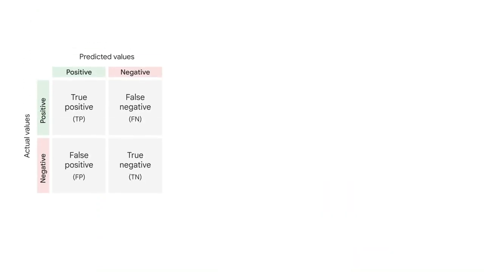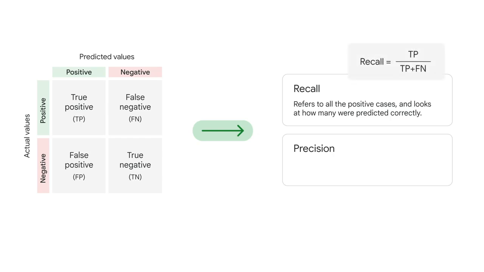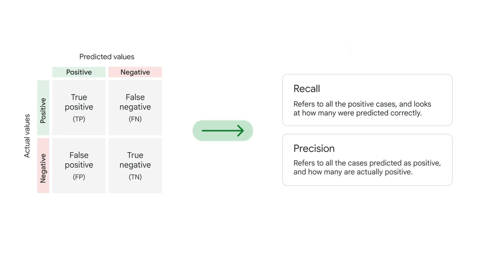A confusion matrix is the foundation for many other metrics used to evaluate the performance of a machine learning model. Let's take a look at the two popular metrics, recall and precision, that you'll encounter in the lab. Recall refers to all the positive cases and looks at how many were predicted correctly. This means that recall is equal to the true positives divided by the sum of the true positives and false negatives. Precision refers to all the cases predicted as positive and how many are actually positive. This means that precision is equal to the true positives divided by the sum of the true positives and false positives.